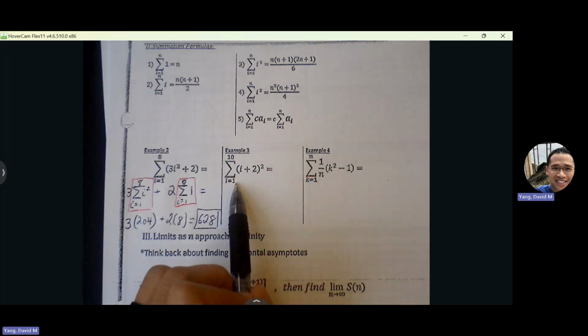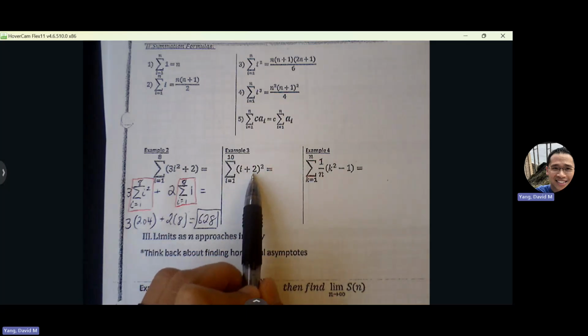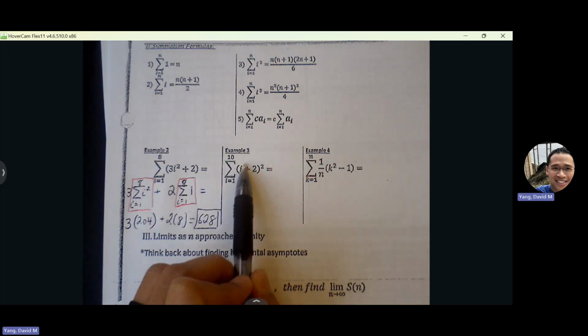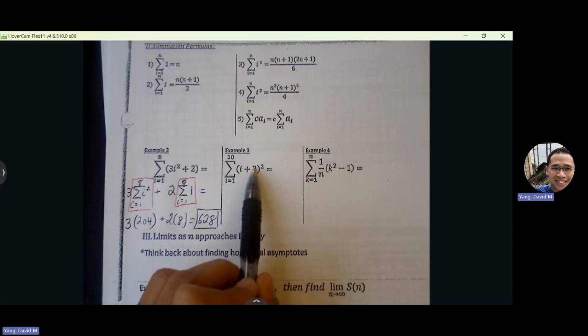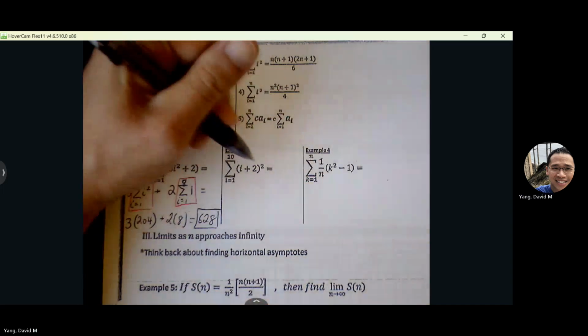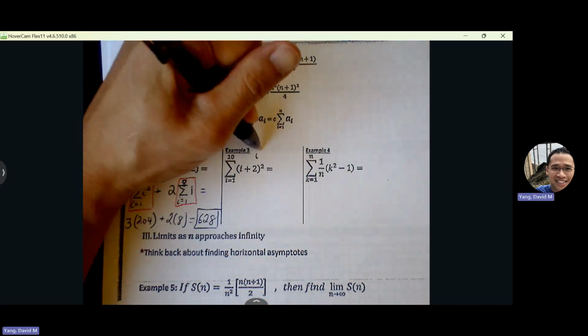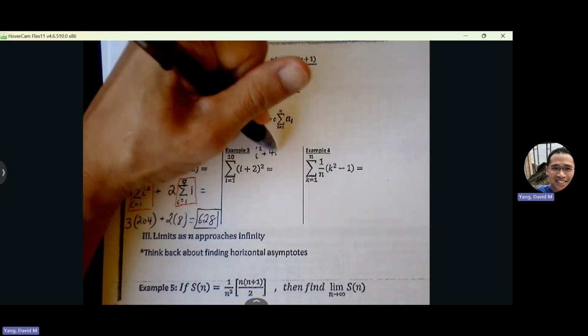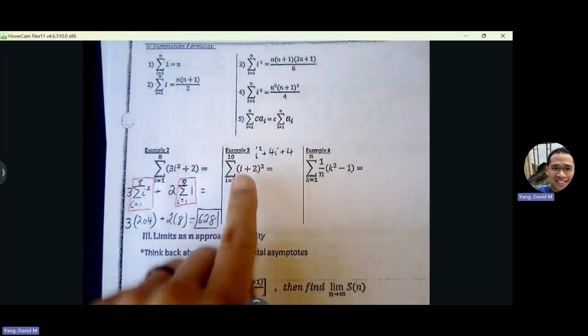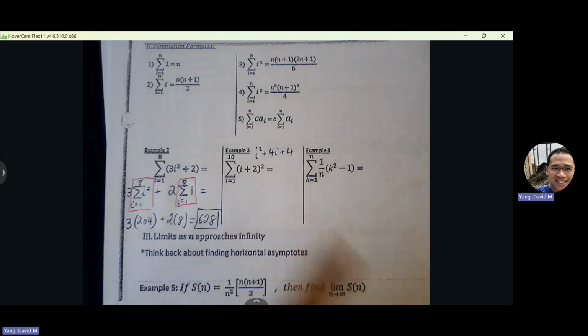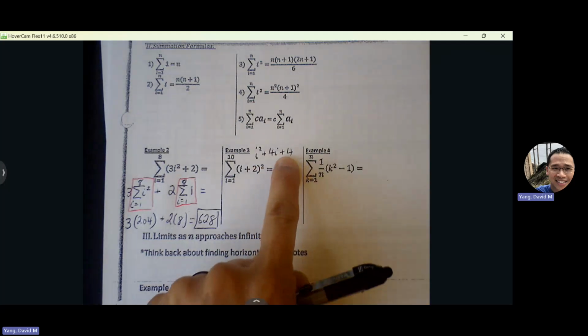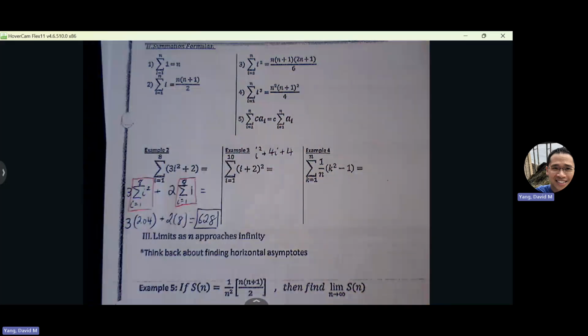Example 3, summation from 1 to 10 of i plus 2, quantity squared. This, we're not quite ready to identify the rule yet. Let's expand everything out. So this ends up being i squared plus 4i plus 4. I'm just imagining expanding i plus 2 times i plus 2. And now we have all these individual terms, each with their own rule.